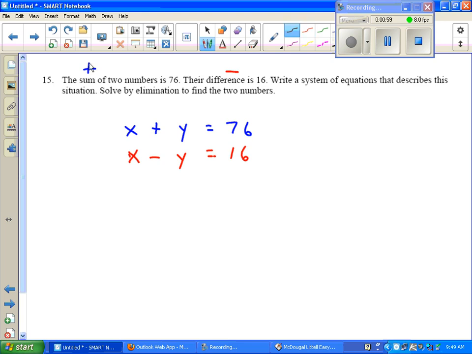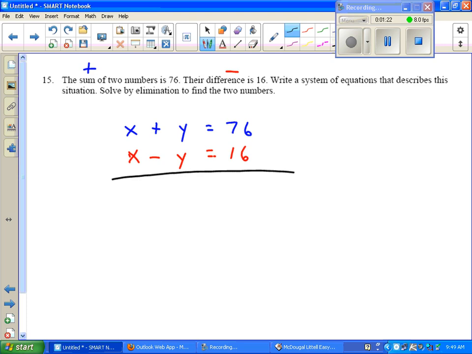And probably the toughest part is writing the system. Again, sum means to add them, difference means to subtract them. Notice they're all stacked on top of each other in the right spots. X is on top of x's, y is on top of y's, constants on top of constants. And you have opposite terms, y and negative y. So we can combine these and eliminate them.